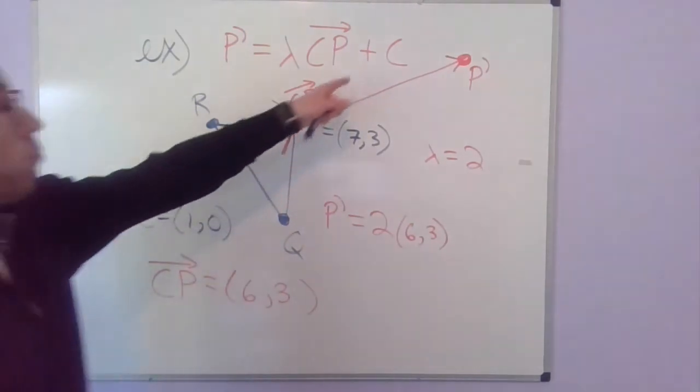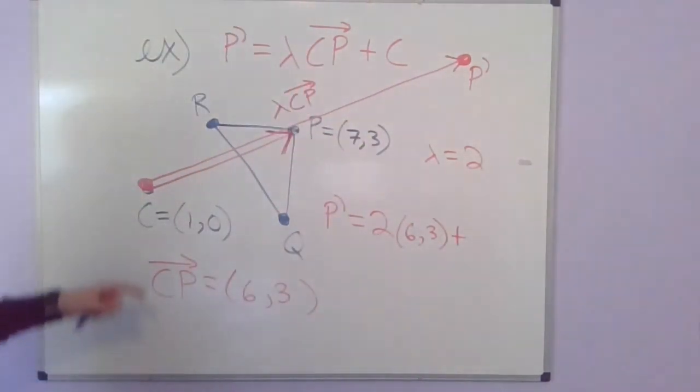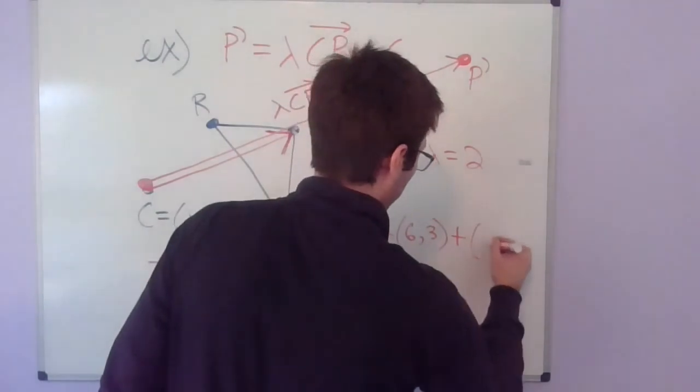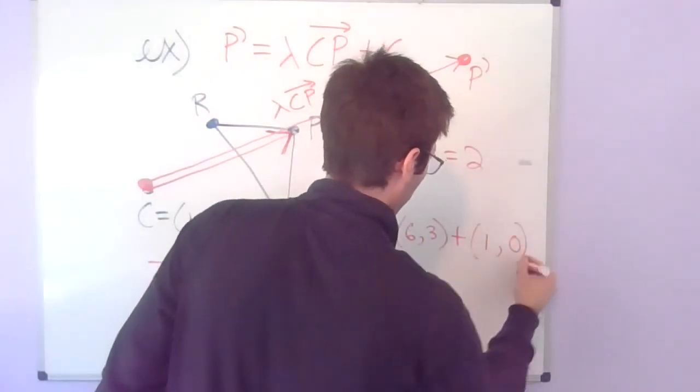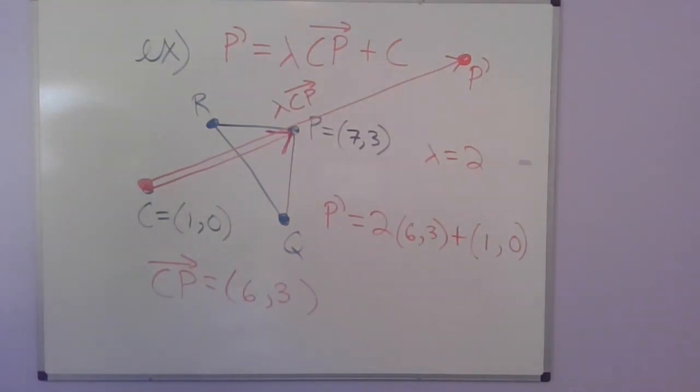And then I have my plus C. What's my center of dilation? My center of dilation is the point 1, 0. So make sure you have the parentheses around it: 1, comma, 0. It's a point, so it's a tuple, so you need those parentheses there.